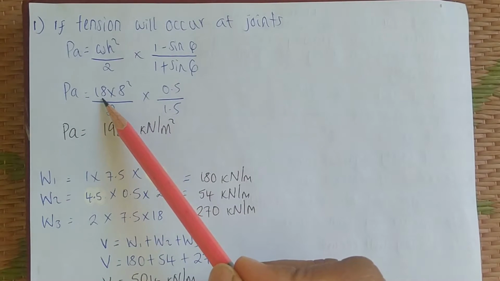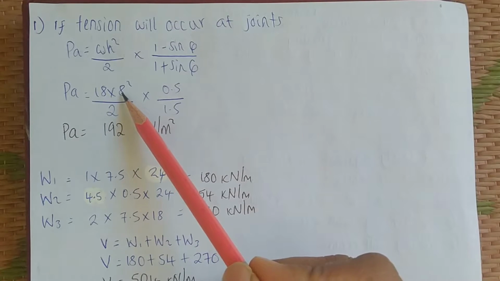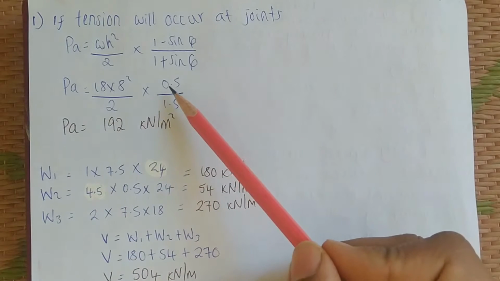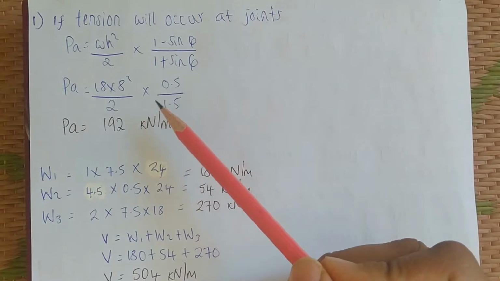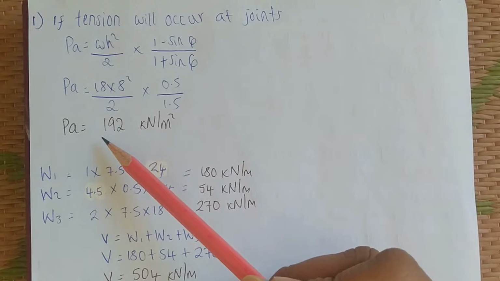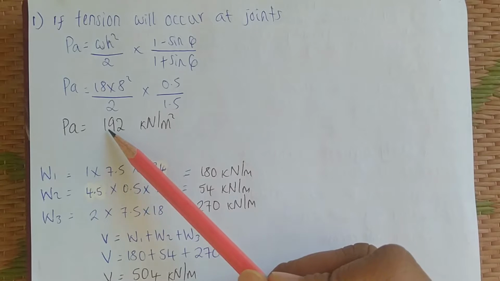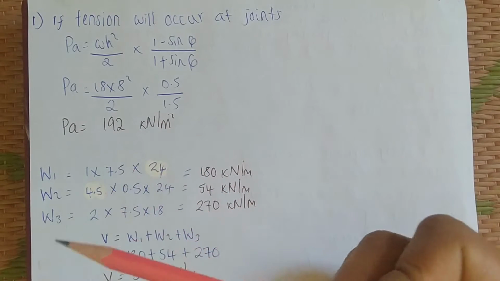The density of soil is given as 18 kilonewtons, multiplied by the height from the base, 8 squared over 2, multiplied by 1 minus sine 30, which is 0.5, over 1 plus sine 30, which is 1.5. When you calculate this, you'll get your active pressure. This is PA as 192 kilonewtons per meter.